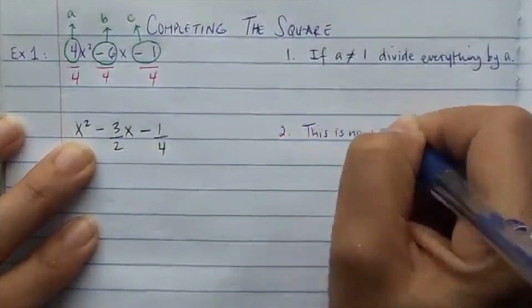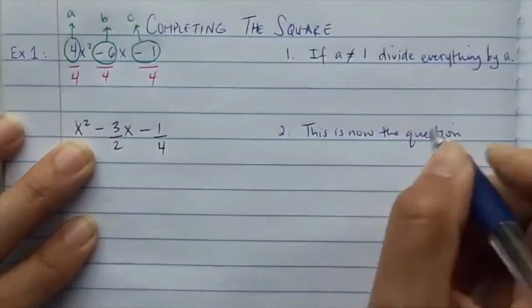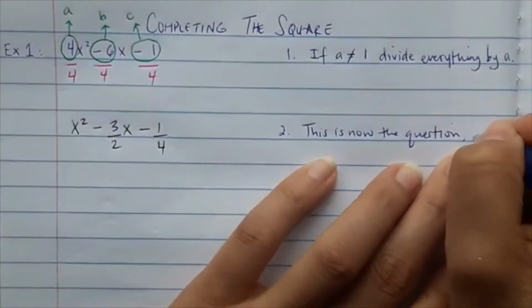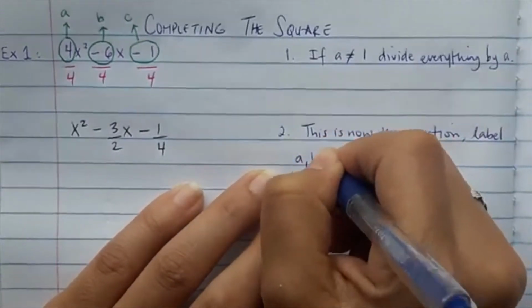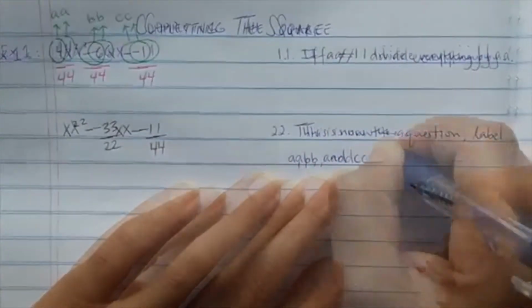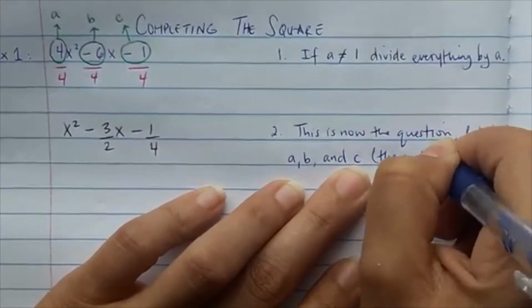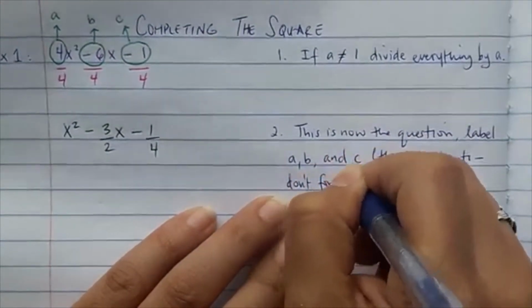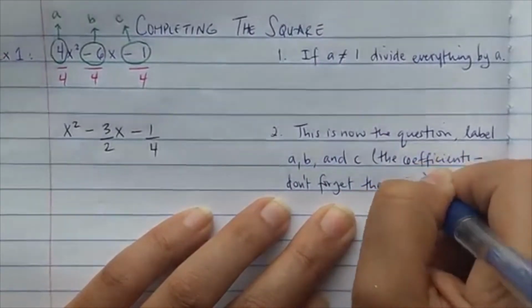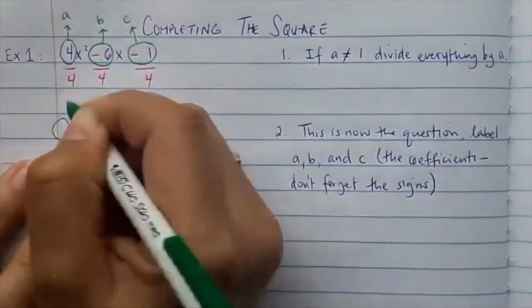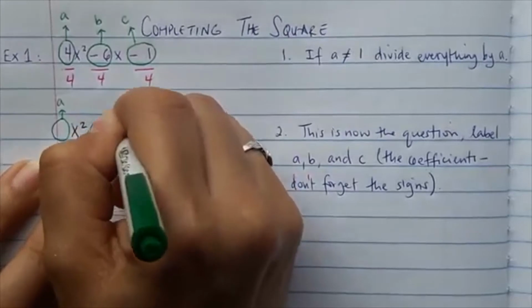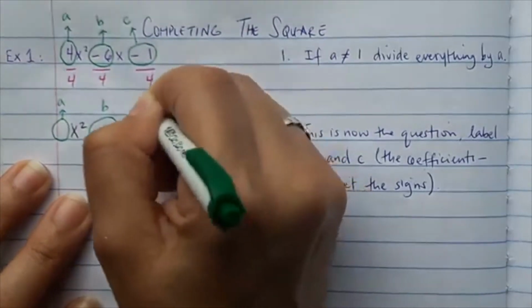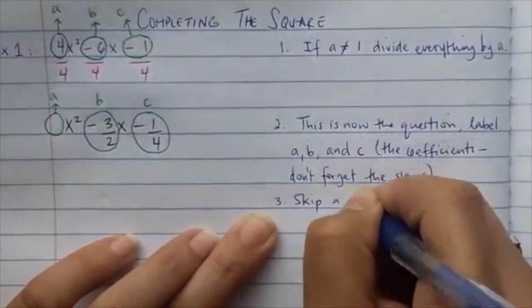Alright, so step 2, this is now the question. Label it a, b, and c again. The coefficients, don't forget the signs. This is a listening check. Go ahead and underline the title, completing the square. Alright, so again, A is invisible 1, B is negative 3 over 2, and C is negative 1/4.